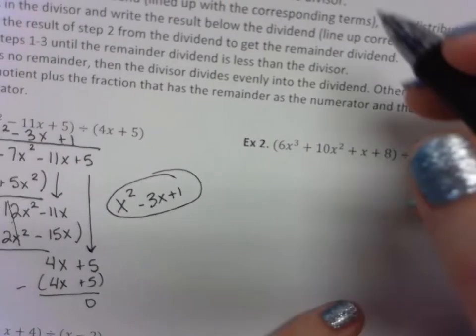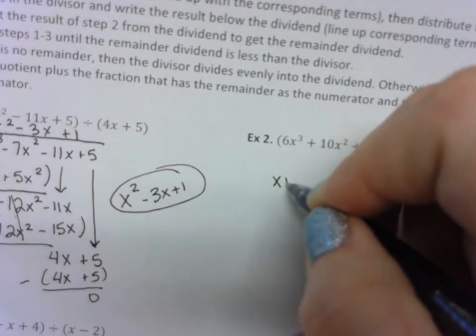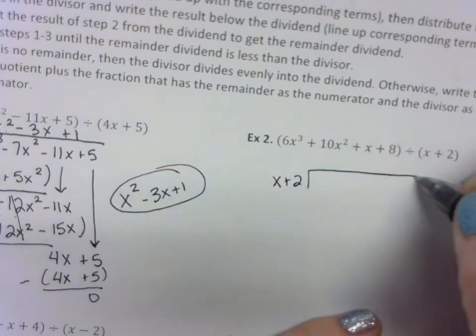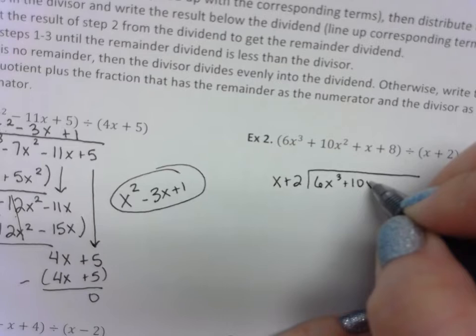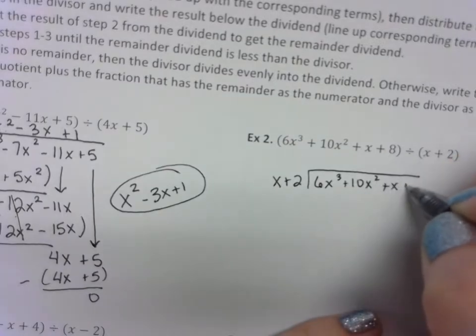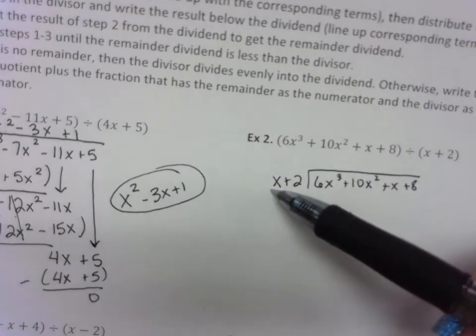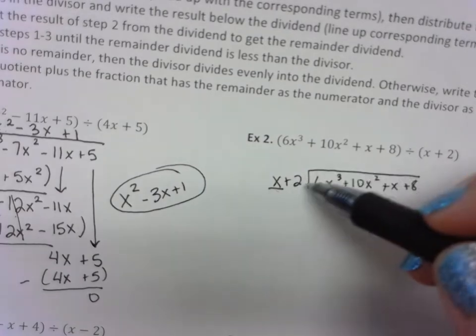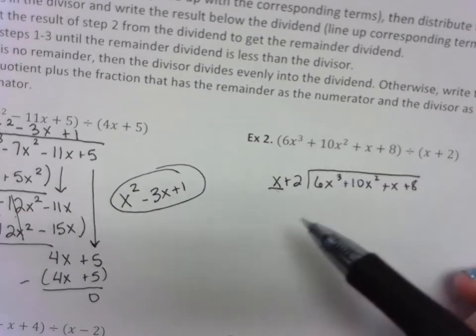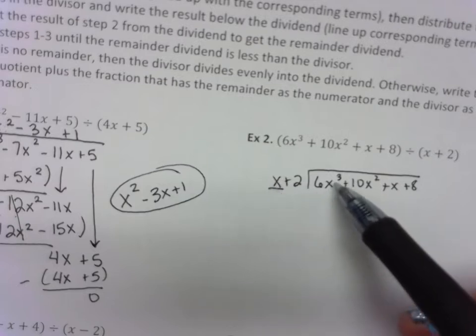All right, so we have x plus 2, and we're wanting that to go into 6x cubed plus 10x squared plus x plus 8. Okay? All right, let's start the process over again. Remember, the question that we're always asking is always about this first term. This is only useful when we multiply back through. So what do I need to multiply x by to get to 6x cubed?